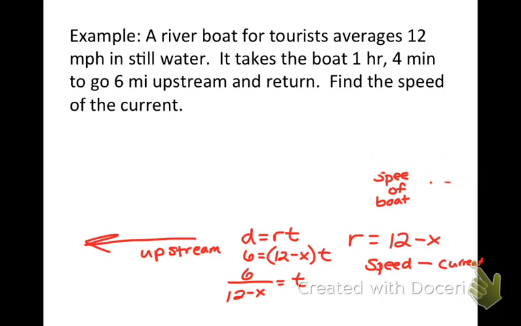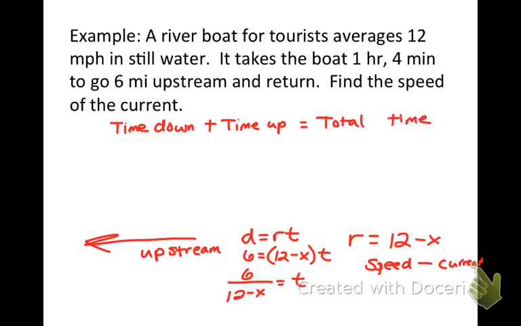Okay, so here's my equation. We want to write it out literally. It would be the time down plus the time up equals total time. So the time that we said for it to go downstream was 6 over 12 plus x, plus the time to go upstream, we said was 6 over 12 minus x equals, now here we have to do a little bit of thinking, 1 hour and 4 minutes.